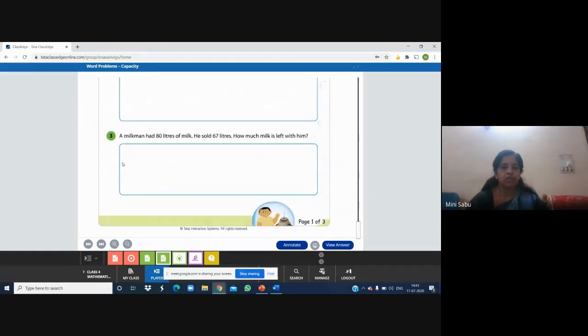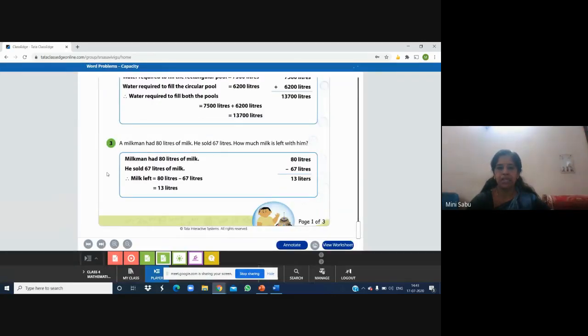Okay. Then third question. A milkman had 800 liters of milk. He sold 67 liters of milk. How much milk is left with him? So milk left means you have to minus. Milk he had, milk he sold, milk he left. We will do minus. Here you can see only single unit is given. Okay, it is too simple. Now I shall show you the answers also, how they have written the steps and all.